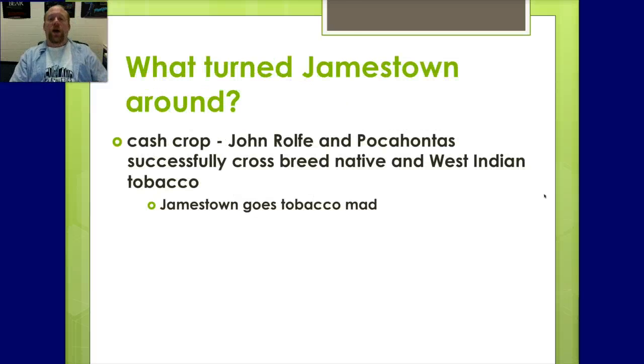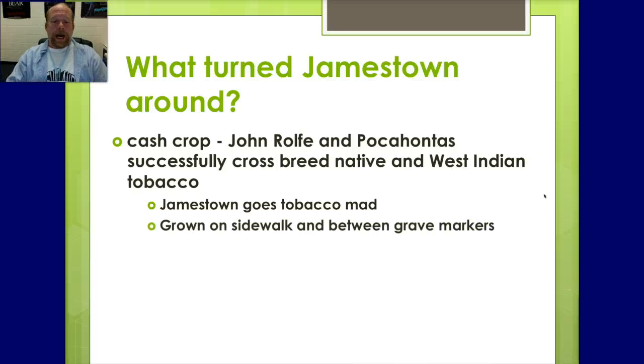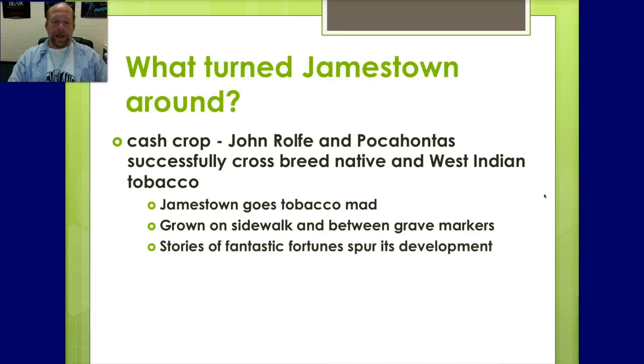Okay. So what turned Jamestown around? A cash crop. John Rolfe came over and Pocahontas really helped crossbreed a hybrid of native tobacco and West Indian tobacco. And Jamestown went absolutely nuts. This was like the discovery of a millennia in this area. Everybody wanted this special hybrid. It grew everywhere. It was going on sidewalks, grave markers, everywhere. They grew it wherever there was a spot because the hybridization of this tobacco just went crazy.